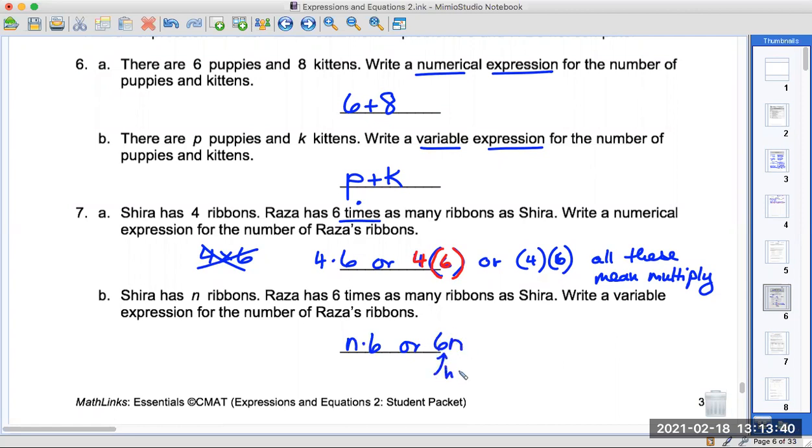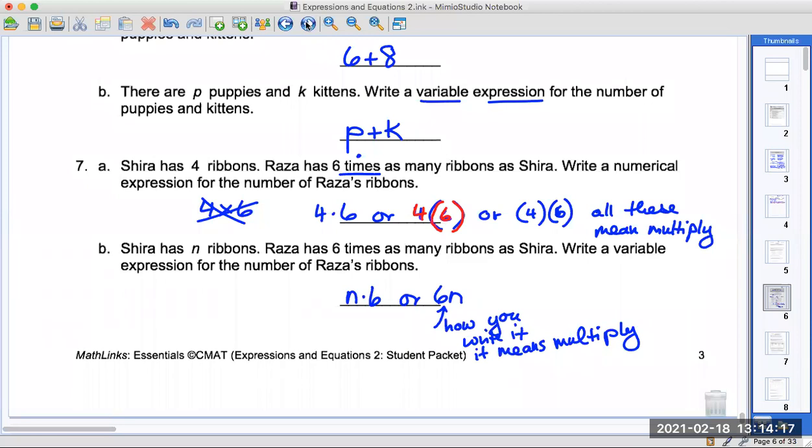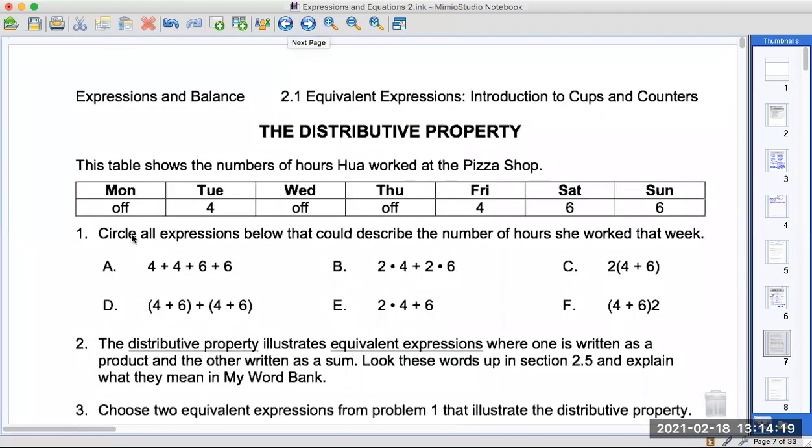This is how you write it. This means multiply. So when you see this, this means 6 times a number. So a number n by 6. So this right here is the same, but we write it like that. Okay. All right, next page. This was page 3. And this is also notes.